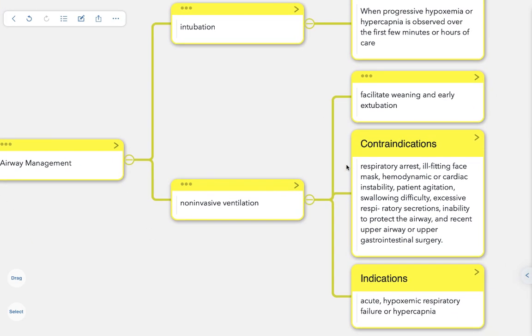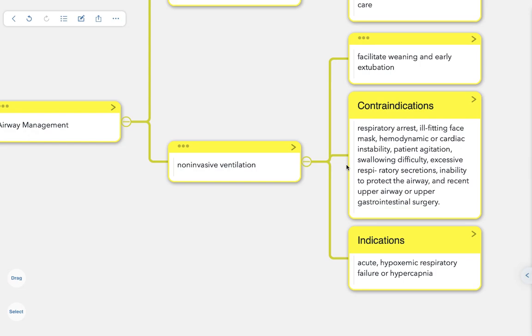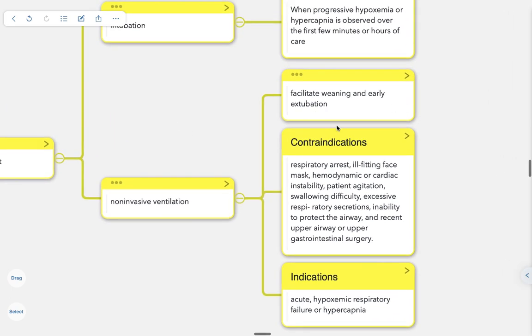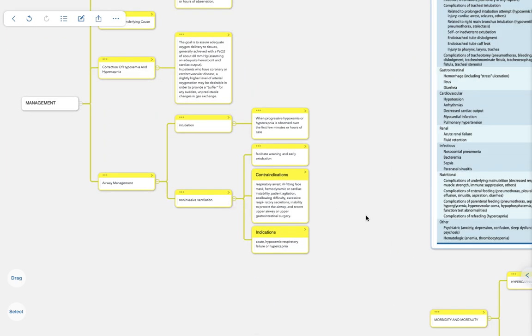Non-invasive ventilation is generally used in acute hypoxemic respiratory failure or hypercapnia as well, if the patient's condition permits. But if the patient is suffering from respiratory arrest, ill-fitting face mask, hemodynamic instability, is not able to protect his airway, there are excessive secretions, there is some upper gastrointestinal surgery, or there is a facial trauma, in all these conditions NIV would not be used. Of course, NIV can be helpful in facilitating weaning and early extubation as well.